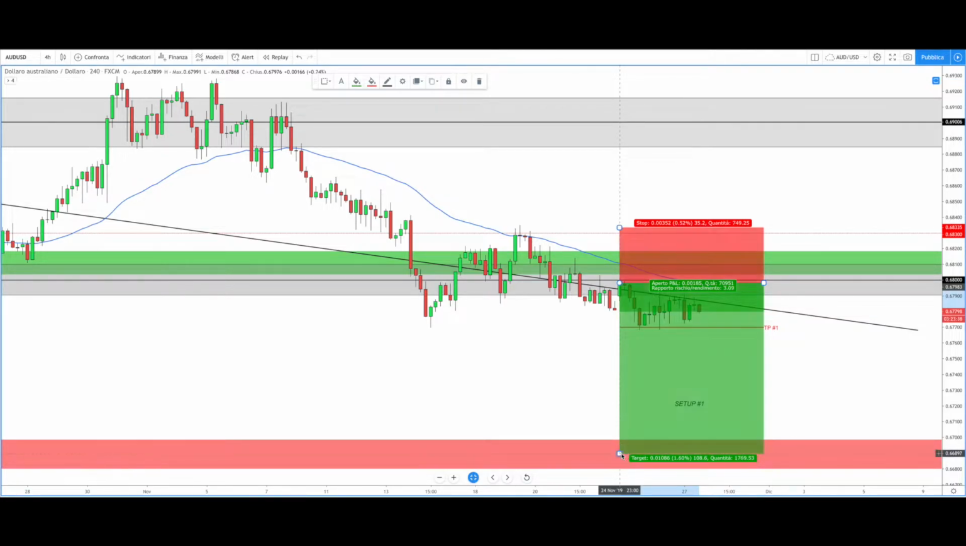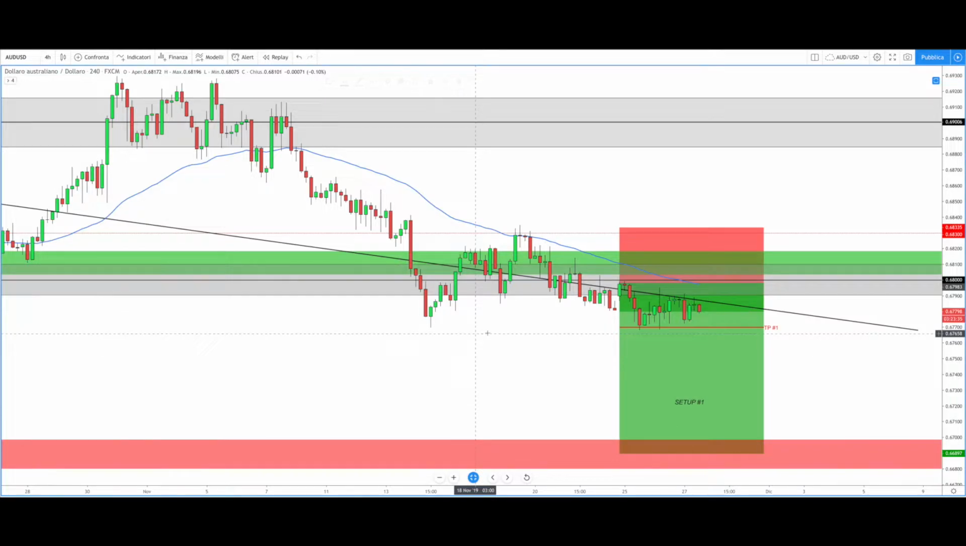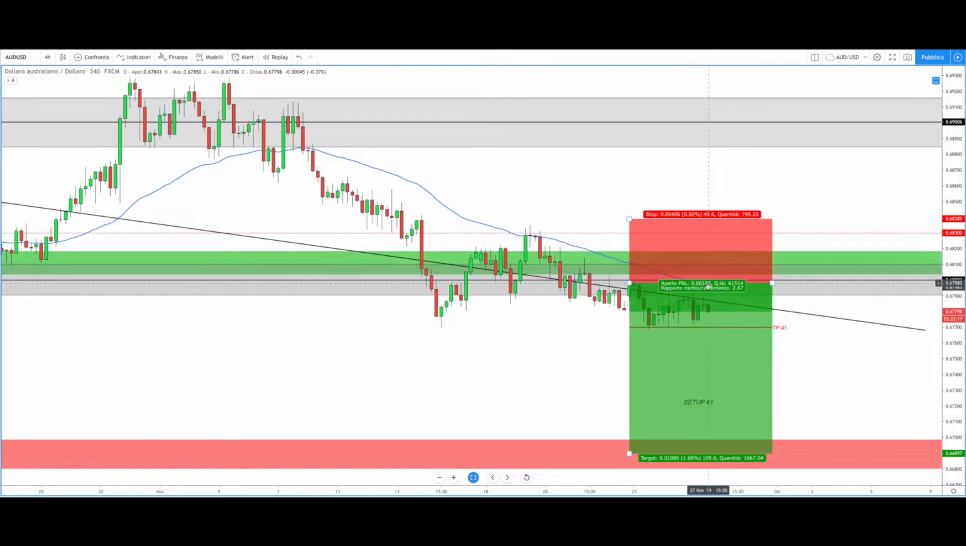Obviously guys, this is not a suggestion to enter this trade. This is only my analysis on this pair, and we can see that the price with these parameters at the beginning of the week has already activated this setup here, and now I expect a new push to the upside before the next bearish phase.